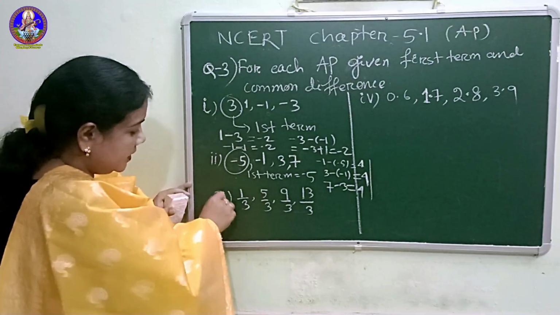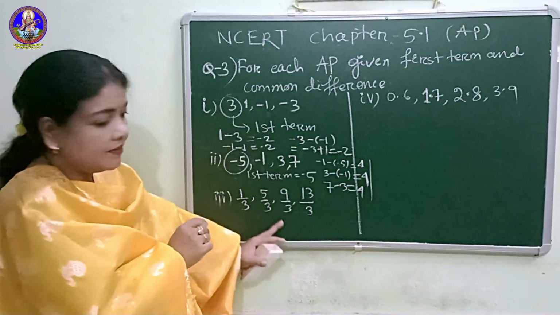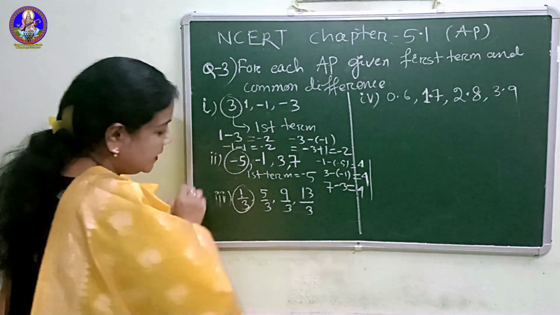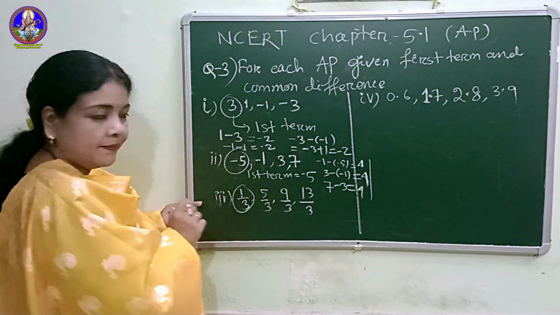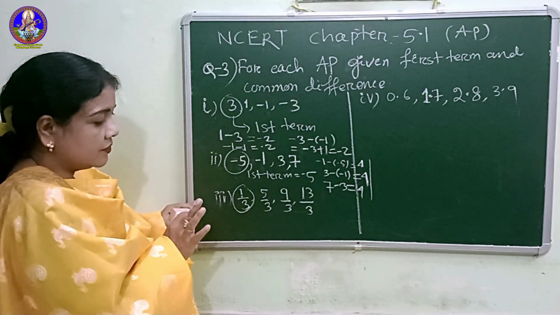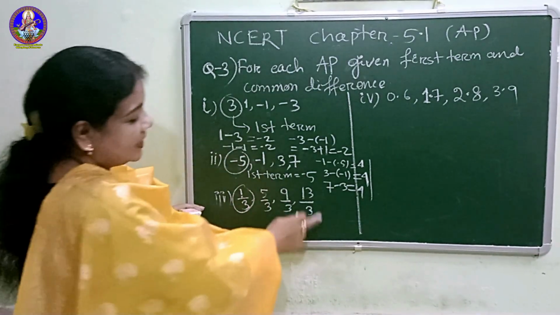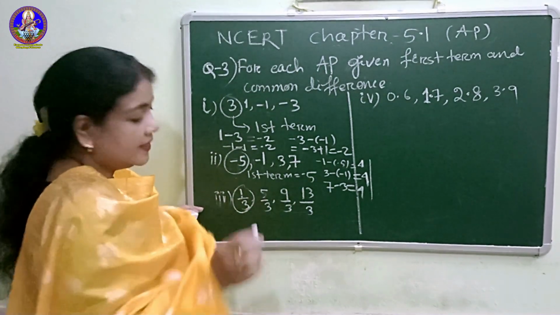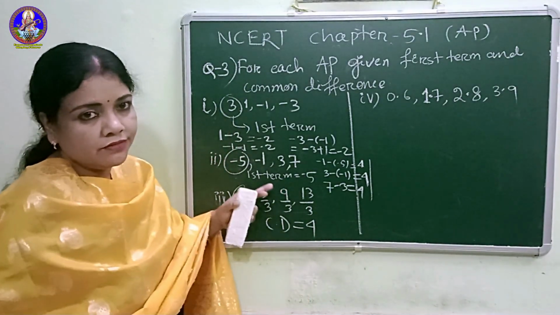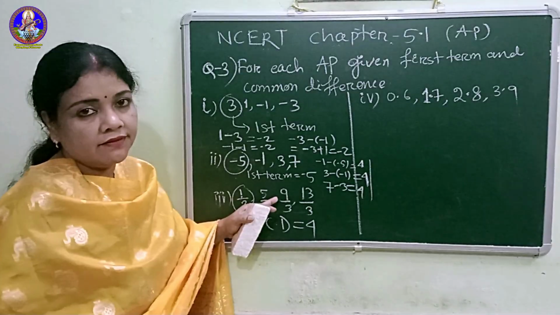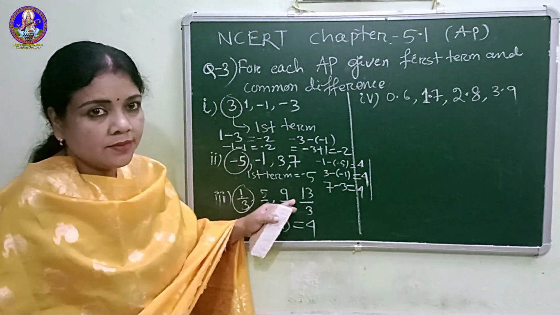Similarly, the third question is 1 by 3, 5 by 3, 9 by 3 and 13 by 3. So 1 by 3 is the first term here. Let us take the difference, 5 by 3 minus 1 by 3, that is equal to 4 by 3. 9 by 3 minus 5 by 3 is also 4 by 3, and 13 by 3 minus 9 by 3 is the same, so the common difference is 4 by 3. You know how to subtract fractions, so there is no need to solve this fractional subtraction again.